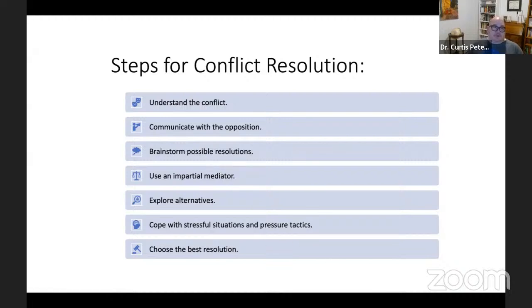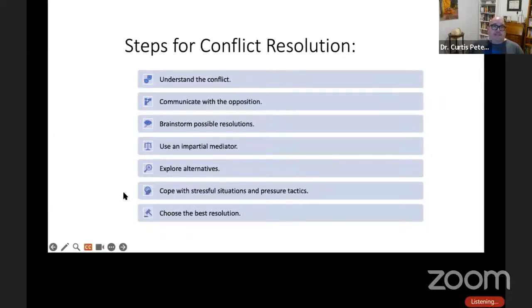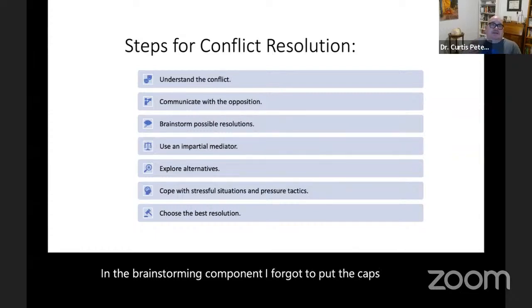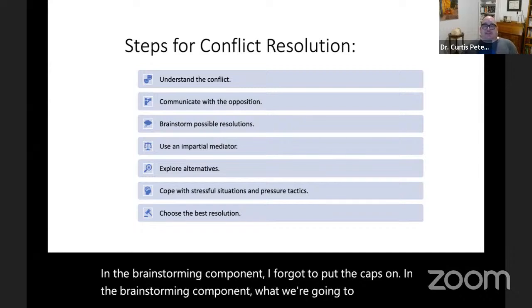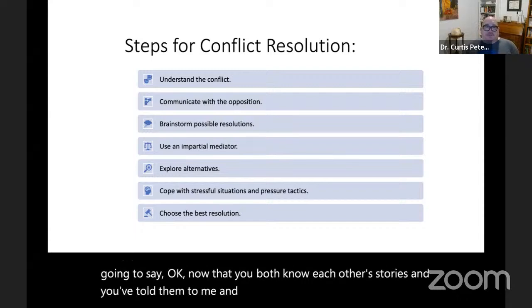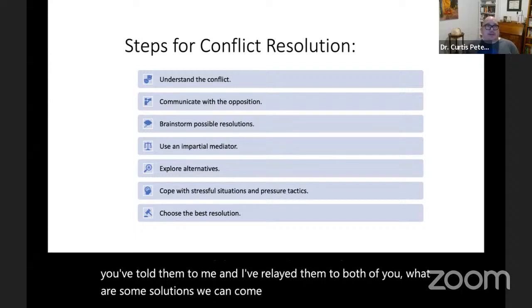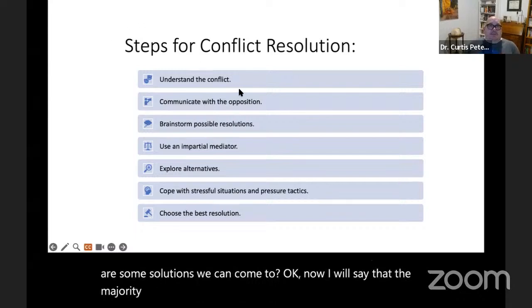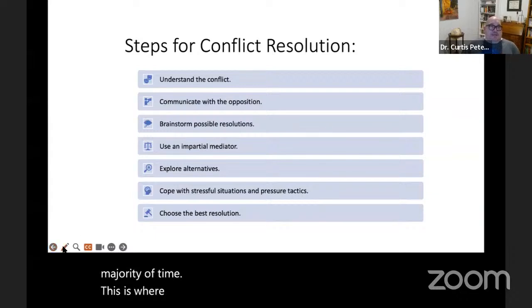component, okay? In the brainstorming component, what we're going to do is we're going to say, okay, now that you both know each other's stories and you told them to me and I've relayed them to both of you, what are some solutions we can come to? Okay. Now I will say that the majority of time, this is where conflict resolution ends.